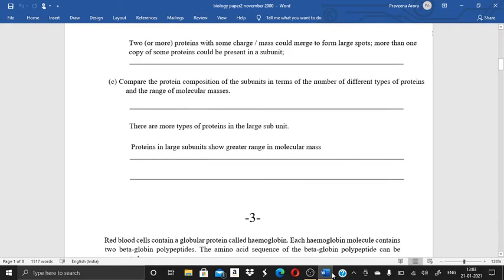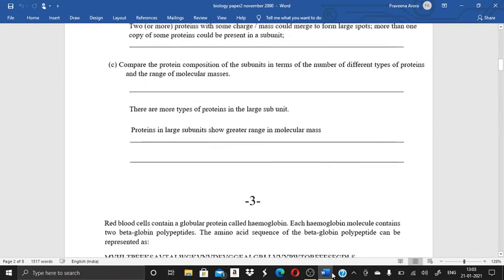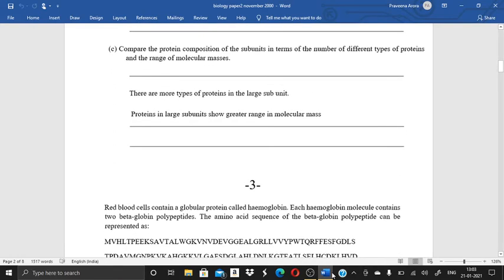Next question is, compare the protein composition of the subunits in terms of the number of different types of proteins and the range of molecular masses. There are more types of proteins in the large subunit. Proteins in the large subunit show greater range in molecular mass.